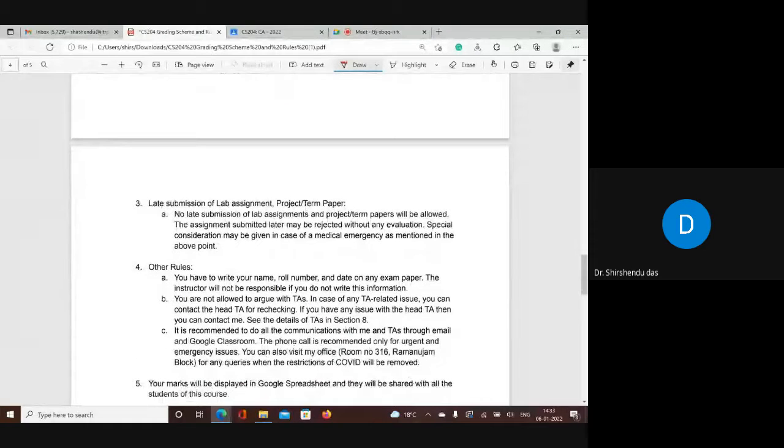Late submission of lab assignment and project. There are lab assignments, and there will be projects and term papers. No late submission will be allowed or considered. If you submit late, it is completely the instructor's choice how many marks will be deducted, and whether I'll evaluate it at all. I may reject the submission directly without evaluating it if it is a late submission. So you have to understand that submission is very important, and you have to submit within the deadline.